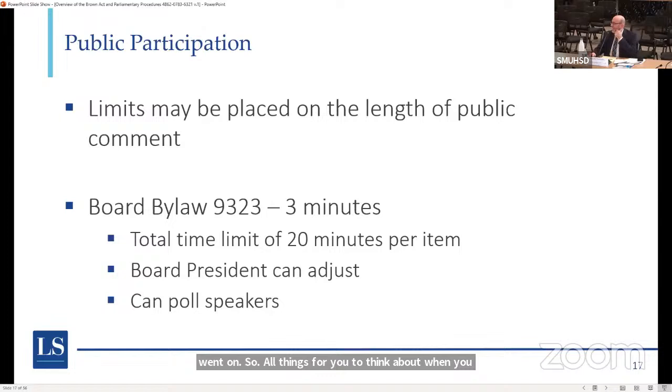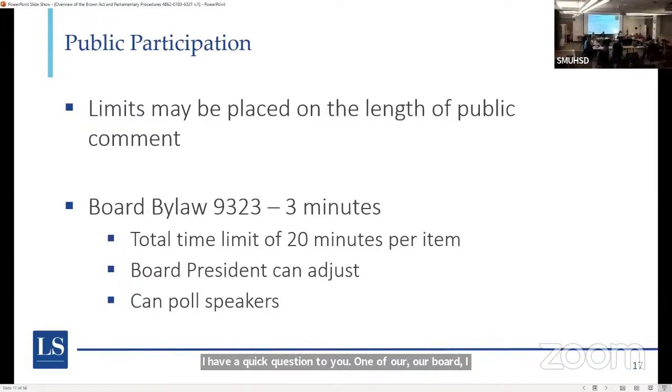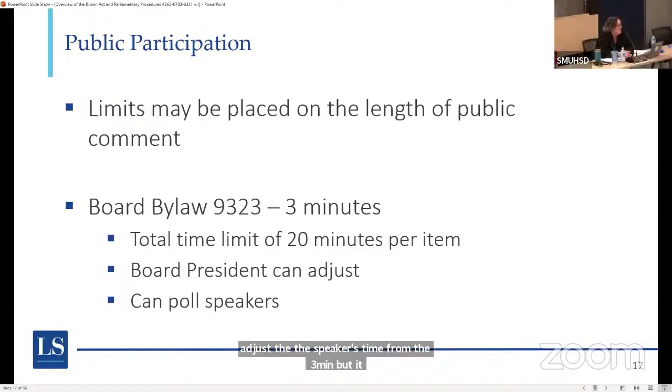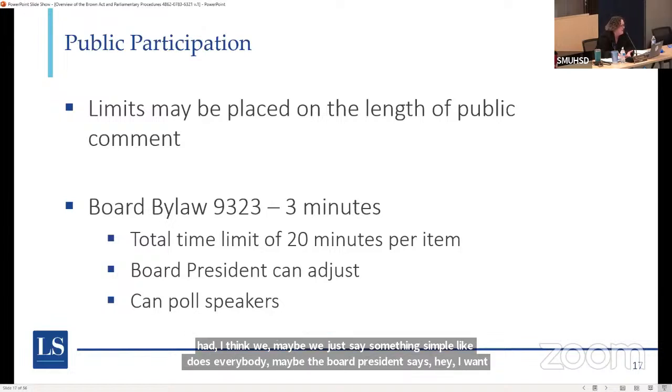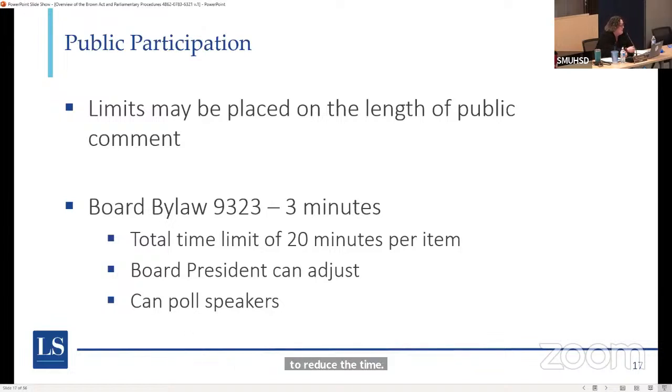And then I have a quick question. One of our board bylaws, I don't know if we should review it and make some edits. It does mention that the board president may adjust the speaker's time from the 3 minutes, but it says, comma, with board consent. So maybe we should revisit that, because it sounds like, hey, we have 30 more cards than we thought we had. Maybe the board president says, I want to reduce the time, does everybody agree? And we just say yes. Or maybe we change the board bylaw, because it says the board president with board consent may adjust the time.